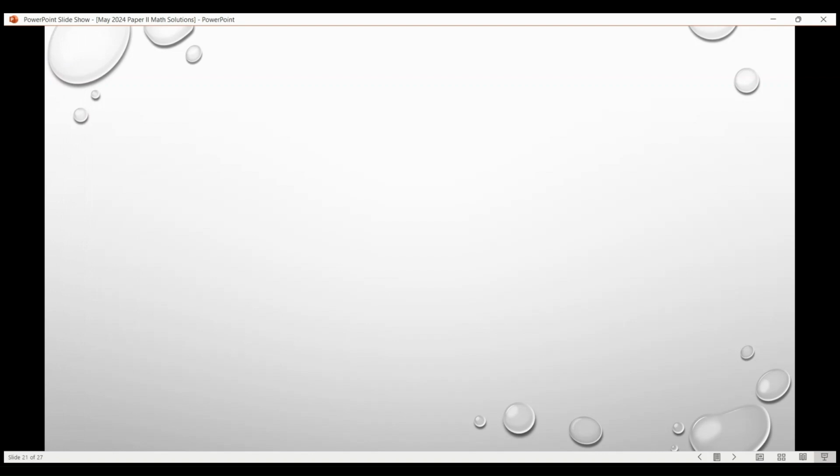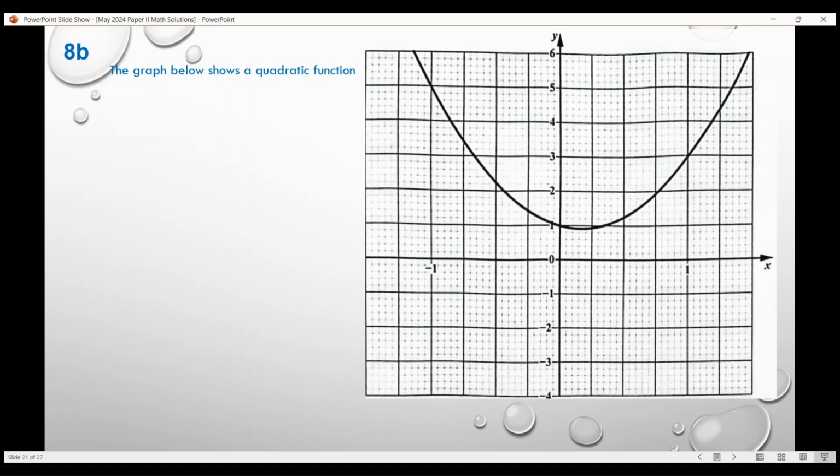Let's now go on. We'll be looking at 8, part B. The graph below shows a quadratic function.